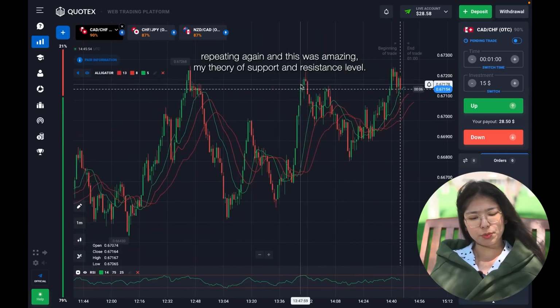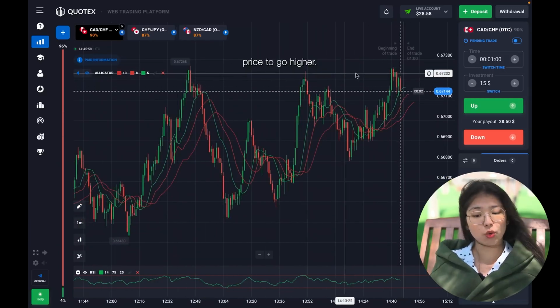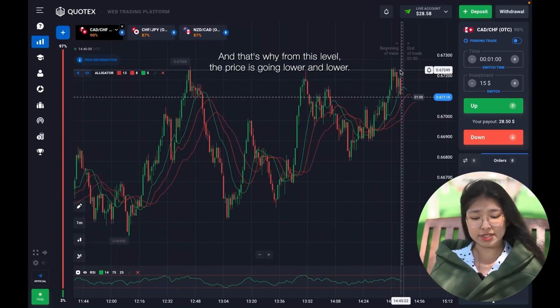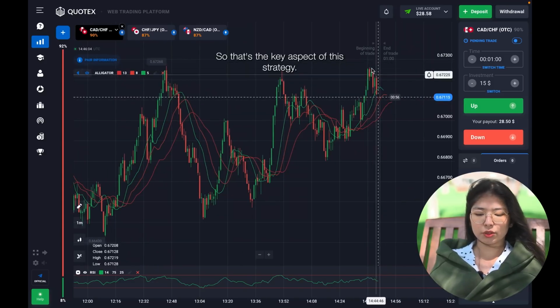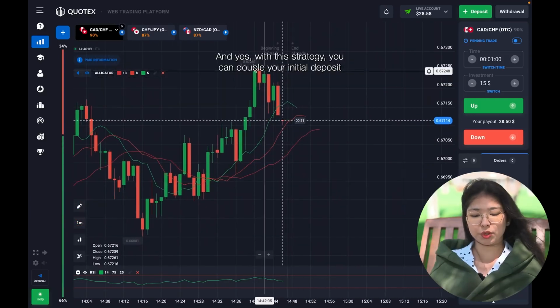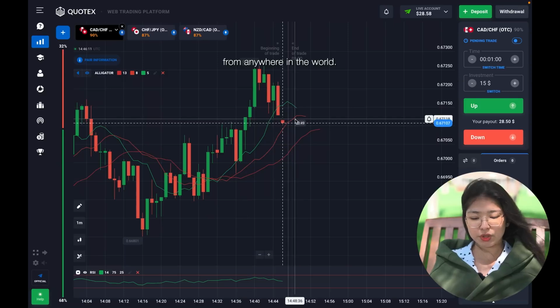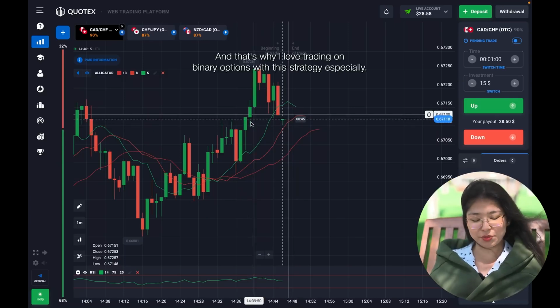My theory of support and resistance levels, and can you see this resistance level doesn't allow the price to go higher, and that's why from this level the price is going lower and lower. So that's the key aspect of this strategy, and yes, with this strategy you can double your initial deposit from anywhere in the world, and that's why I love trading binary options with this strategy especially.